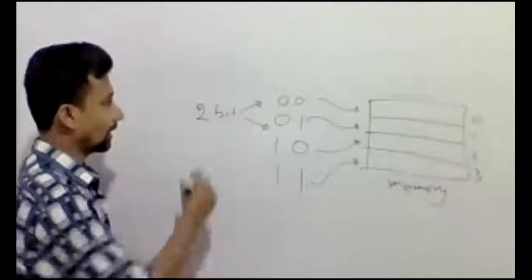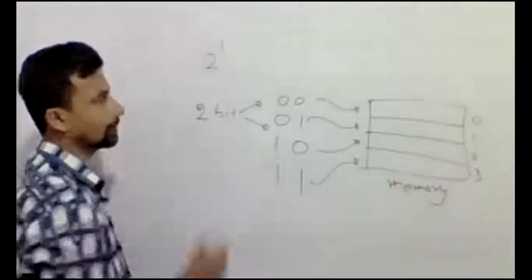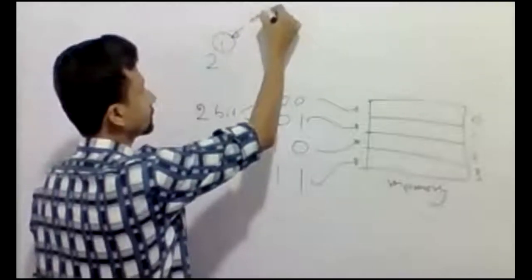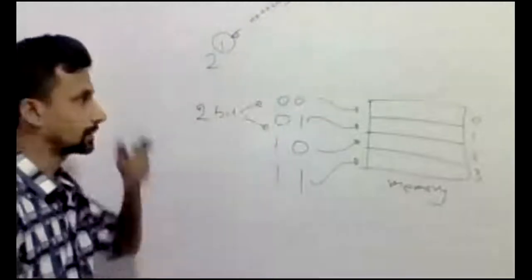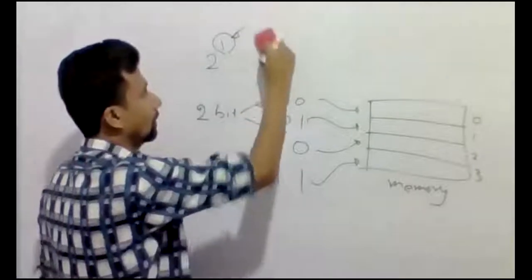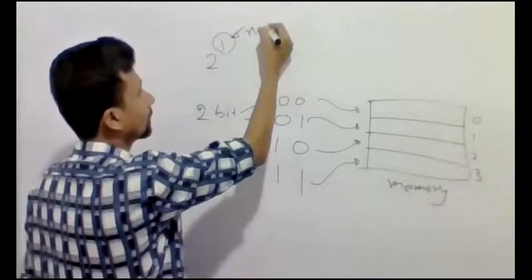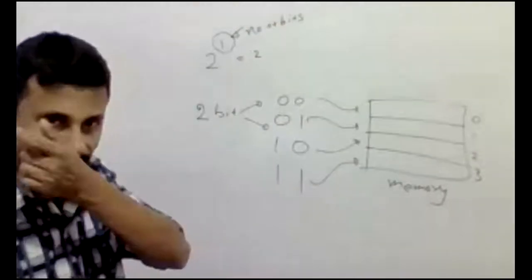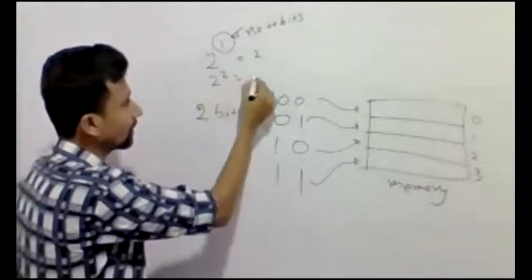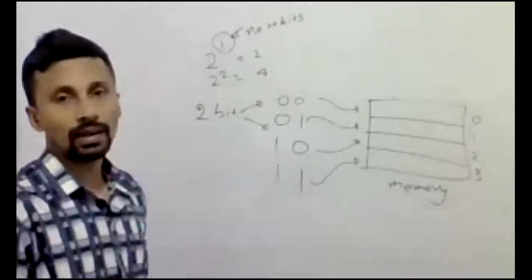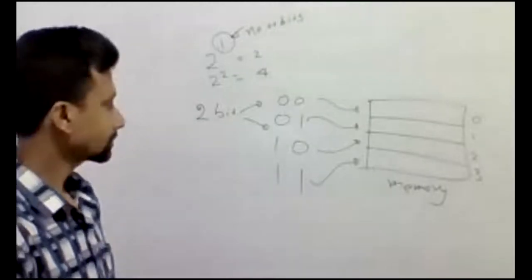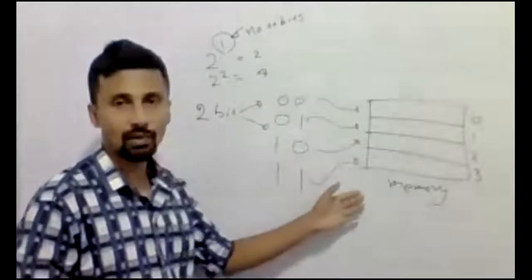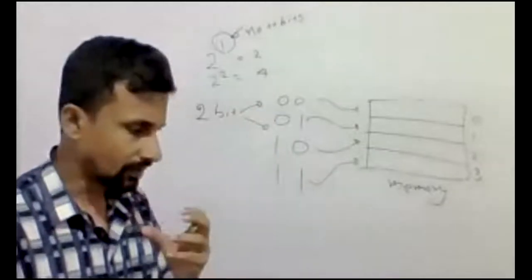So if we have 1 bit, 2 to the power 1, where the exponent is the number of bits, I can access 2 addresses. If I have 2 bits, 2 to the power 2, I can have 4 addresses. Now, I need 2 bits to access these 4 addresses.